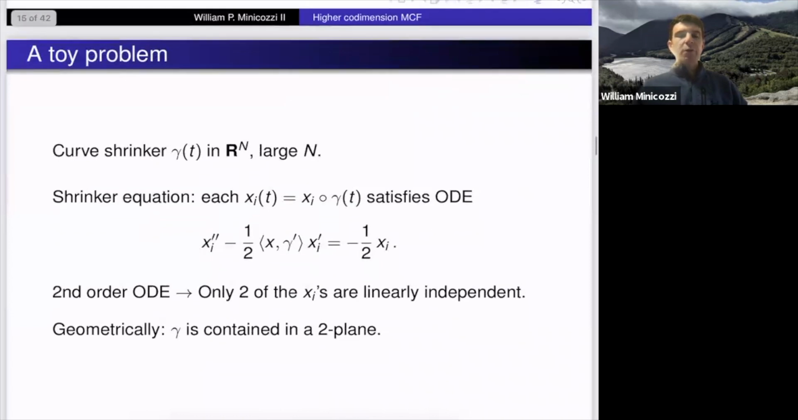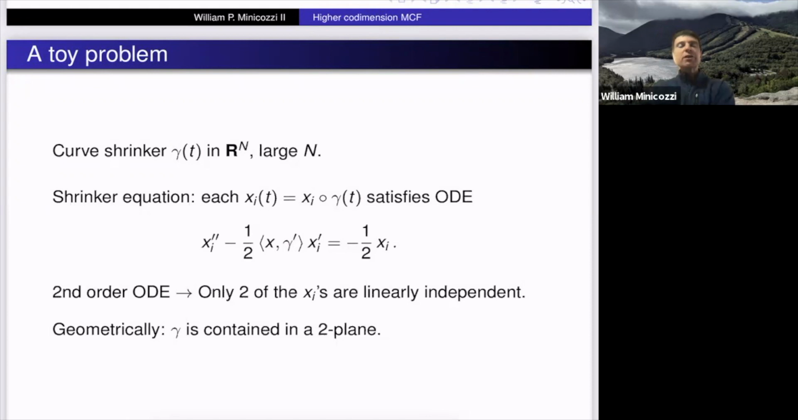Okay, so now I want to sketch out an idea of how you might use something like this to get some control on the codimension. And I'll do it in a case where we can get really, really strong control. So if I have a shrinking curve, a curve that satisfies this shrinker equation, and it's in R^N, where capital N is a large number, so it's a curve in some huge dimensional space.